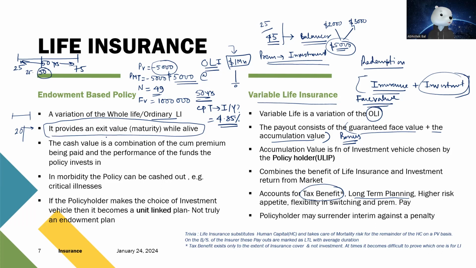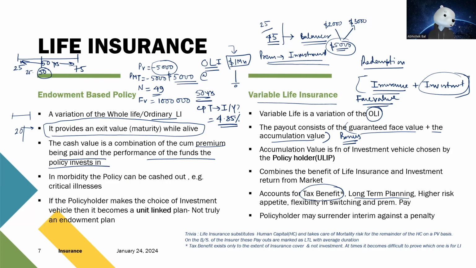So the exit value need not necessarily be at maturity, but the policyholder may discontinue the policy after the lock-in period. Of course, every insurance company has a certain lock-in period, and beyond that lock-in period, the policyholder at his own discretion may take out the money. That means he may discontinue the policy and get certain benefit out of that policy merely because he has paid certain premium. So the cash value is a combination of the cumulative premium being paid and the performance of the funds the policy invests in. Yes, we talked about that.